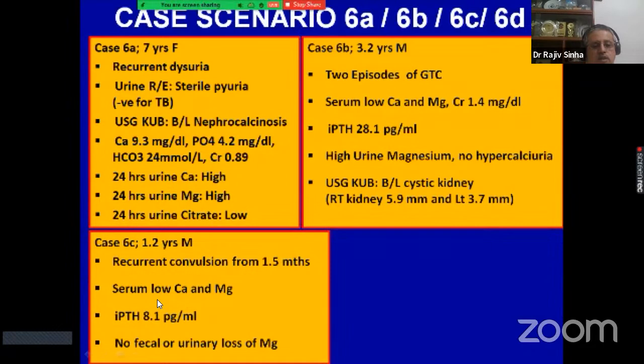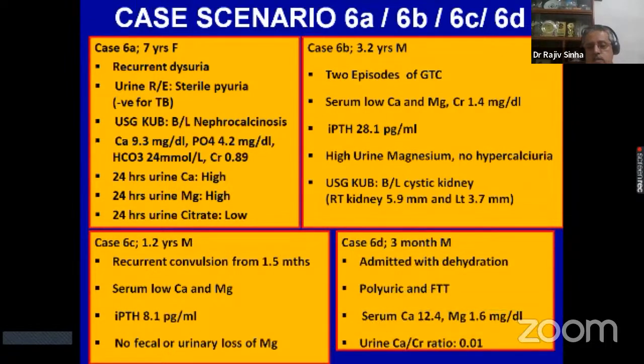Case 3 was a 1 year 2 month old boy coming with recurrent convulsions from 1.5 months of age. He has been shown to have a persistently low calcium and magnesium, and again a very low PTH. But unlike the earlier two children, we could not document any loss of urinary or fecal magnesium. So the previous two, if you remember, were having a loss of magnesium in the urine. Here, there was no loss of magnesium in the urine, and there was no diarrhea.